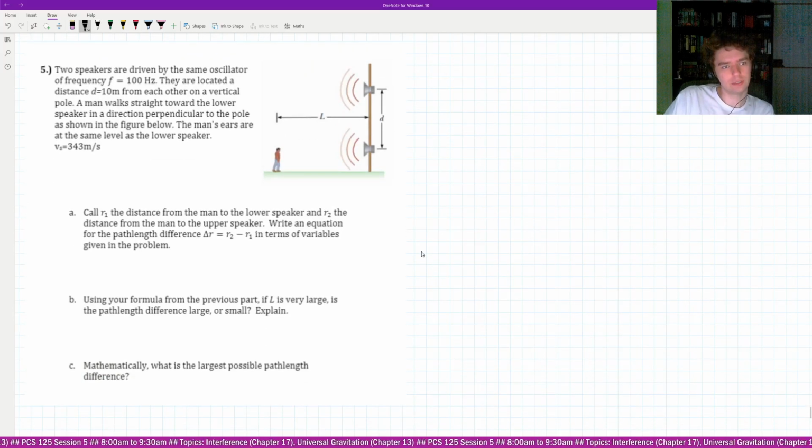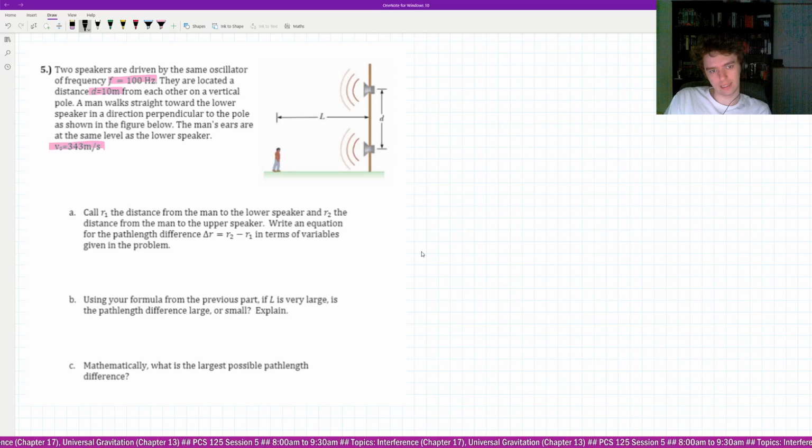So two speakers are driven, same thing. They have a frequency of 100 hertz. They're located D is 10 meters on the vertical pole. A man walks straight to the lower speaker in a direction perpendicular to it. The speed of sound in air is 343 meters per second. Call R1 the distance from the man to the lower speaker and R2 the distance from the man to the upper speaker. Write an equation for the path length difference in terms of variables given in the problem.